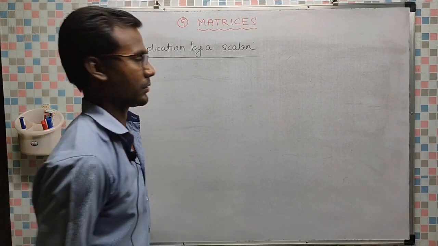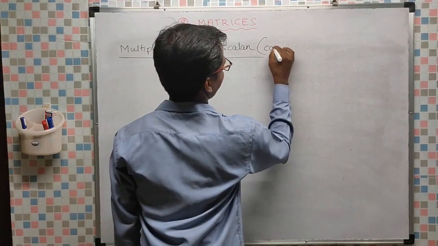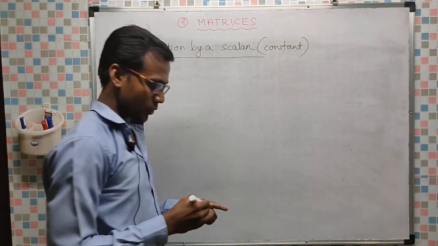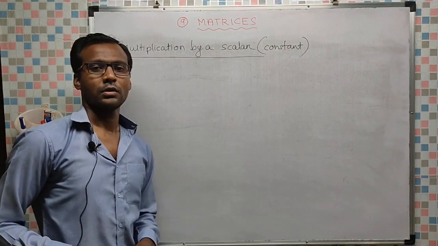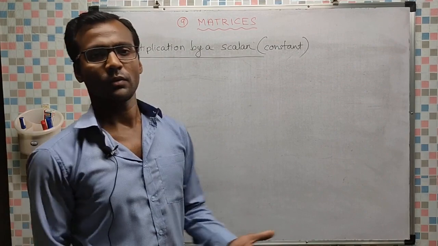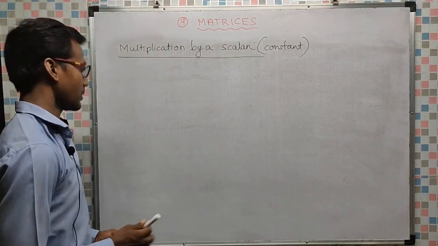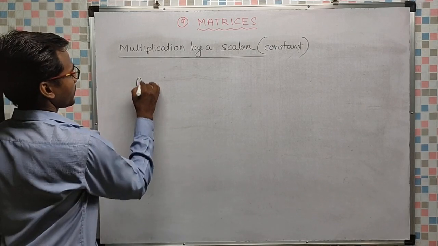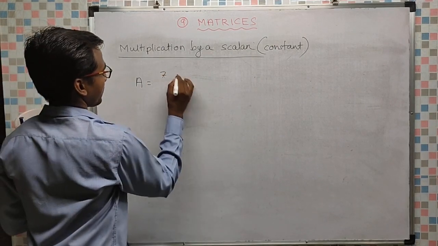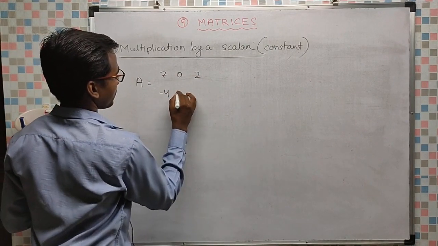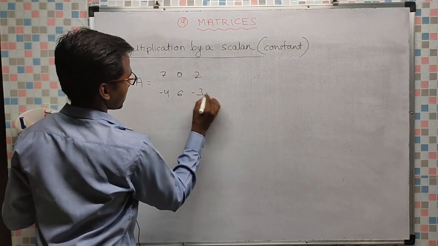Scalar means any constant. For example, 2, 3, minus 3, square root of 5, 0 also, minus 5, minus 7, etc. Okay. Suppose we have a matrix A is equal to 7, 0, 2, minus 4, 6, minus 3.